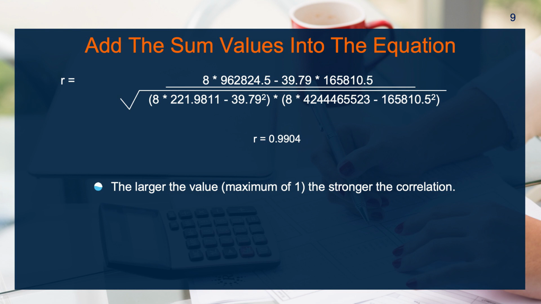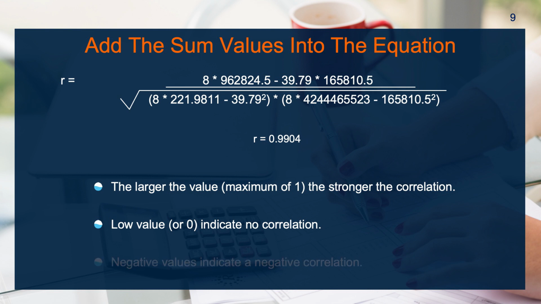So we can say, looking at our value there of 0.9904, that there is a very strong correlation between our two sets of data. If you get a low value, or a 0, that indicates that there is no correlation. Negative values, where you get a minus value for R, show a negative correlation.